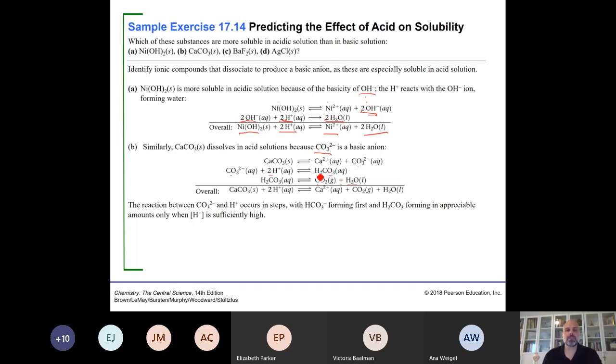So you can see overall, just like the previous one, the carbonate anion cancels, the carbonic acid cancels, and we end up with an overall calcium carbonate reacts with protons to give us calcium ions plus carbon dioxide and water. So you could have gotten to the point here where you could have just drawn this as H2CO3, but the problem would have been that carbonic acid actually isn't stable for very long in solution, and it typically falls apart. All right.